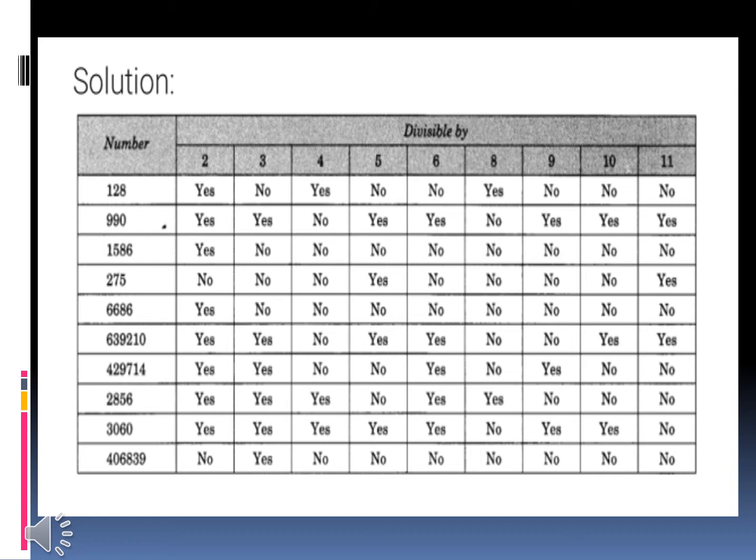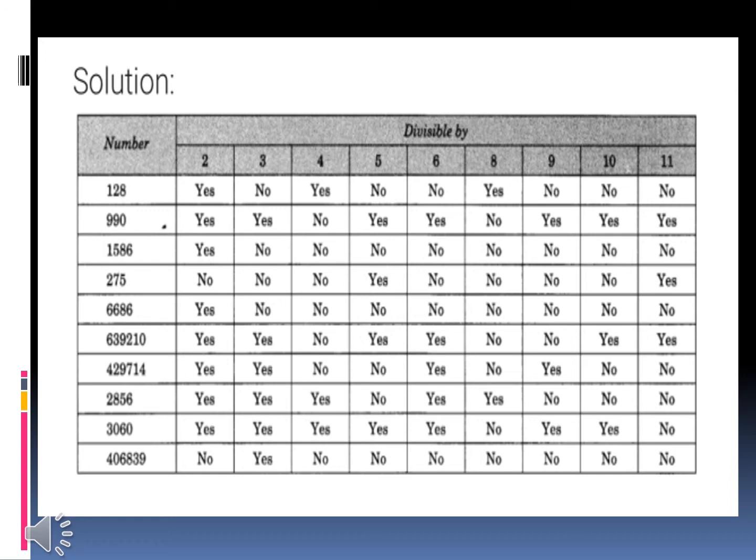Divisibility by 2 is last digit should be even or 0. So the last digit is 8, so it is yes, it is divisible by 2. Next, let us check divisibility by 3. Sum of digits. 1 plus 2 plus 8 is 11. And 11 is not divisible by 3, so 128 is not divisible by 3, so it is no. Next is the divisibility by 4. If you remember, we have to check the last 2 digits, and the last 2 digits are 28, and 28 is exactly divisible by 4, so the complete number 128 is divisible by 4, so it is yes.